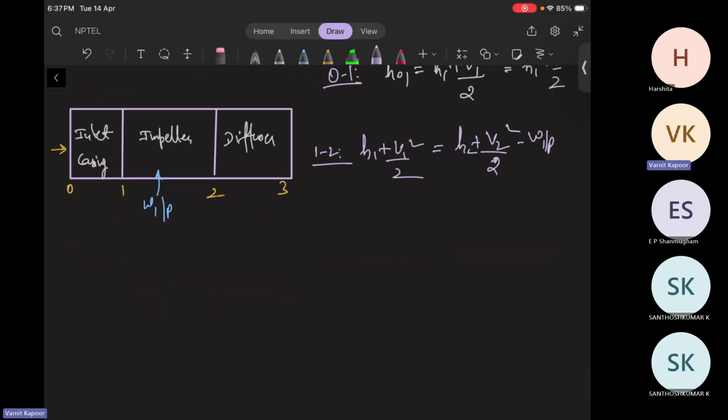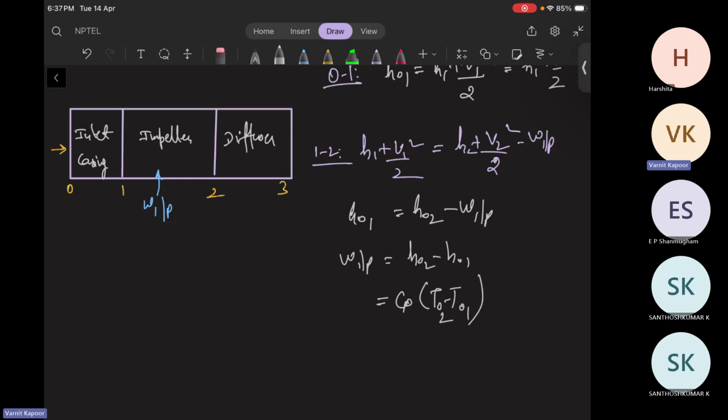Again, you make the stagnation scenarios. So it will be H01 is equal to H02 minus work input. So work input will be H02 minus H01. This is your work input. And this can be written as Cp times T02 minus T01. This is your work input to the impeller, or basically your compressor.